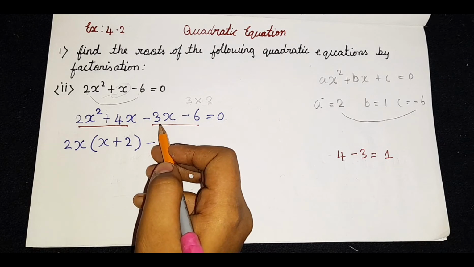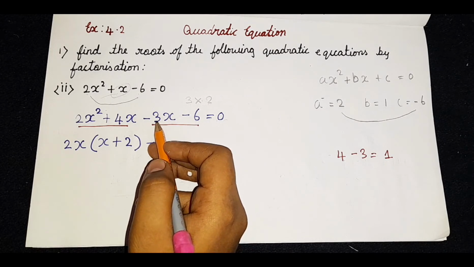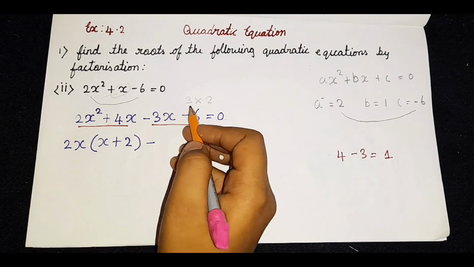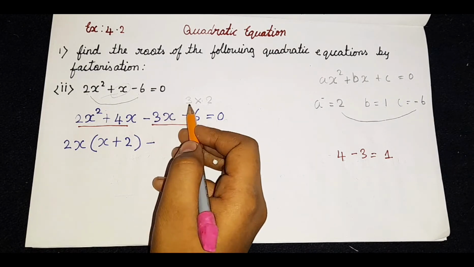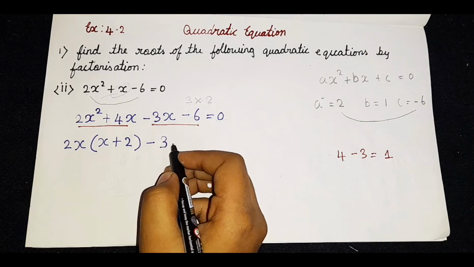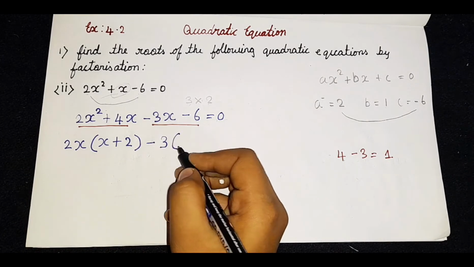So here which number do we have the most? Here we have 3 the most. Am I right? So here also we have 3, here also we have 3. So we can just take 3 as common. So I just took it outside. Now let us do it in the bracket.